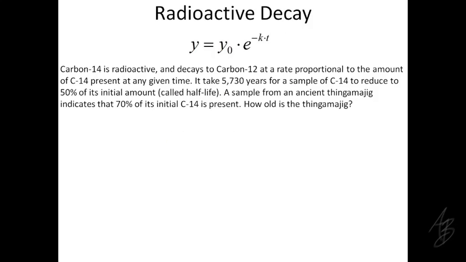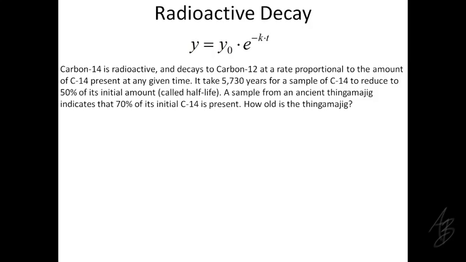One example of this is something called carbon dating. There are a lot more intricacies than we see in this problem, but this is a basic carbon dating problem. In carbon dating, we use the fact that there's carbon-14 and carbon-12 in the environment, and carbon-14 is radioactive, and it decays into carbon-12.